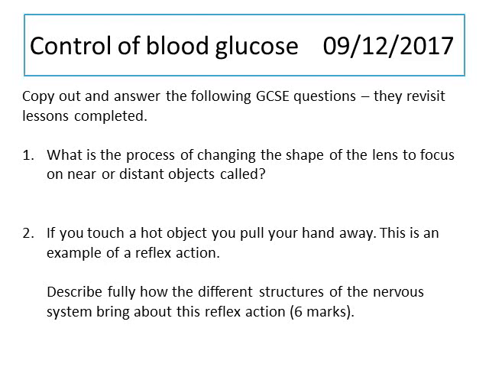First question, what is the process of changing the shape of the lens to focus on near or distant objects called? If you touch a hot object, you pull your hand away. This can be an example of reflex action. Explain fully how the different structures of the nervous system bring about this reflex action.